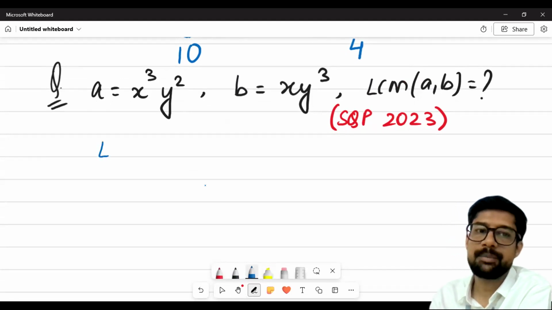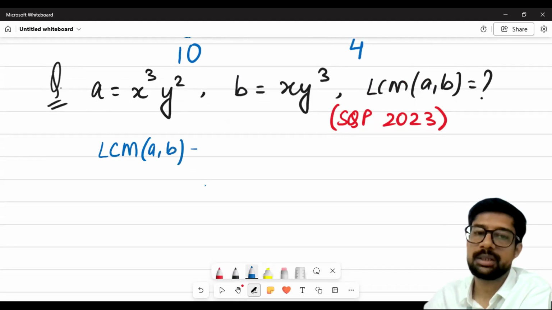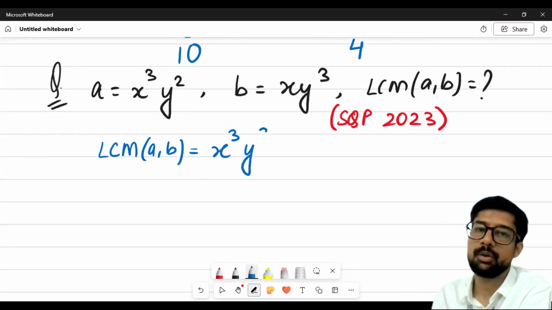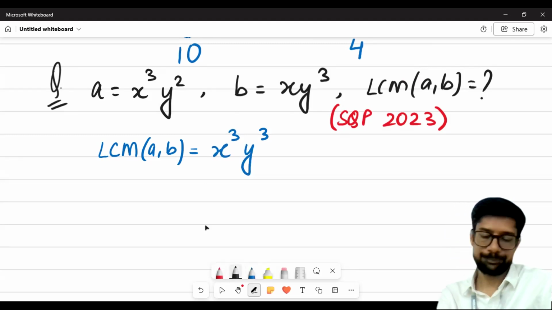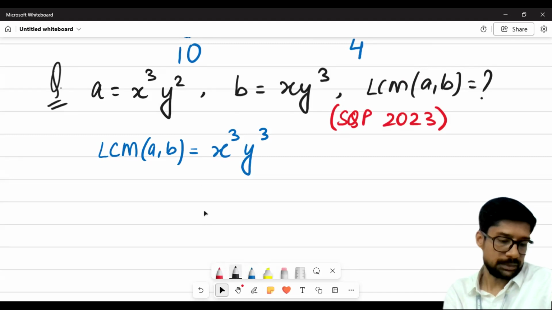Yes. LCM means the highest powers. LCM means we need to take the highest powers of both the terms. So cube from the A and cube from the B. That's the LCM. Okay. Next.